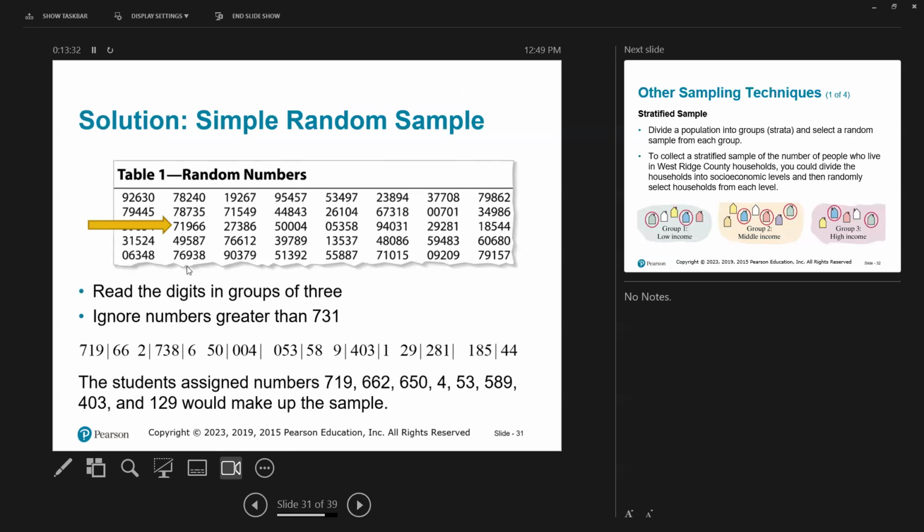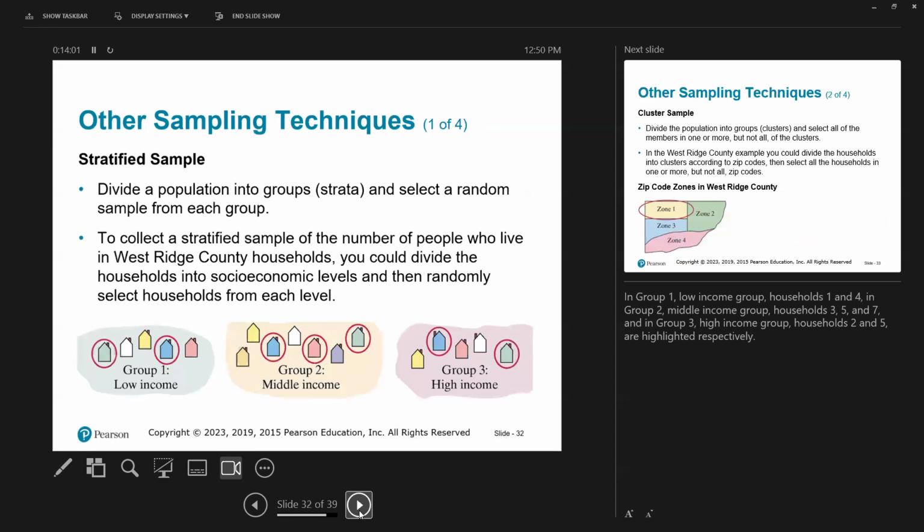3rd row, 2nd column. Read the digits in groups of 3. Ignore the numbers greater than 731. So for example, here, this is the random numbers table. Although it's 5 digits, they take the first 3 digits and then ignore the last 2 digits. The students assigned numbers like 719, 662, 650. This would make up the sample.